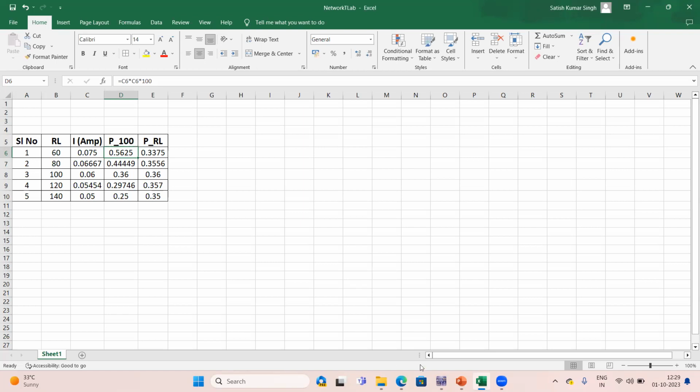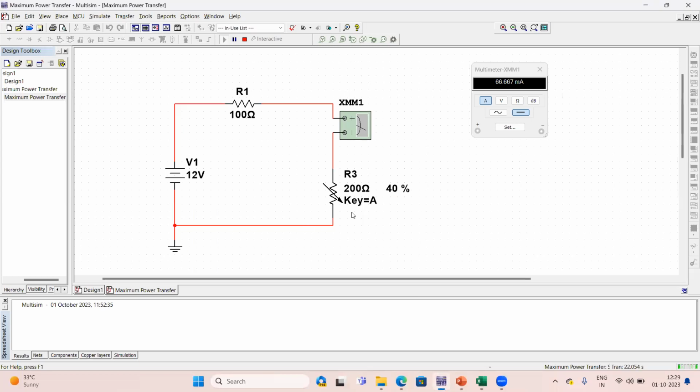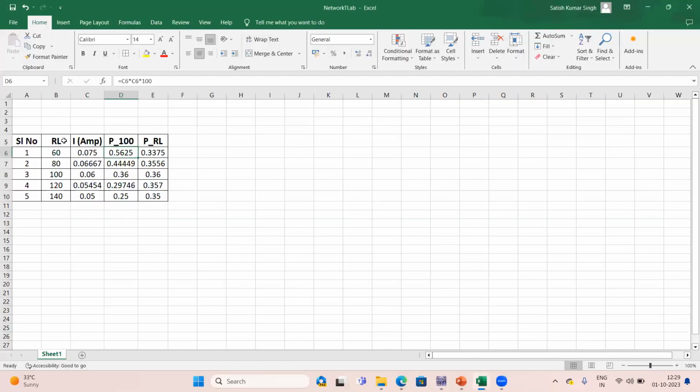Similarly, for 100 ohms, if you further increase this resistance value, if you make it 50%, you will be finding this current is now 60 milliamperes. So you can see that once we increase this load resistance, the current passing through the circuit obviously is going to reduce, because the total resistance offered by the circuit will increase. So 75 milliamperes, 66.67 milliamperes, then 60 milliamperes, and so on.